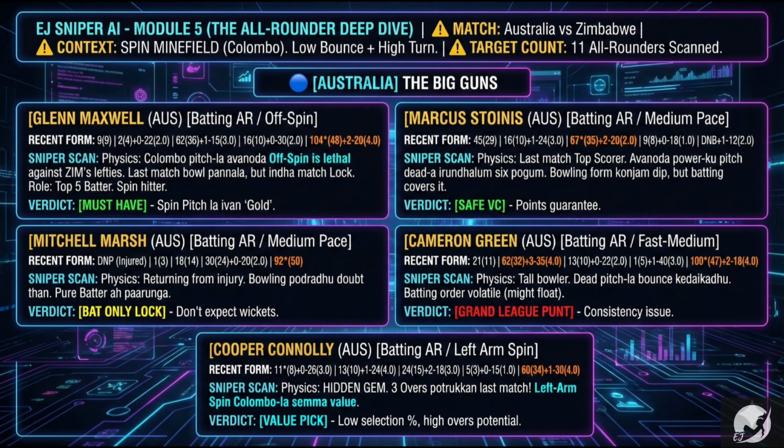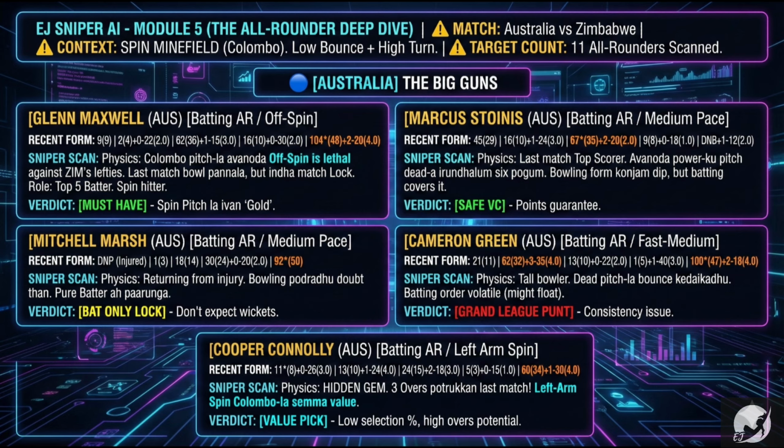Australia has 5 all-rounders, but you cannot pick them all. Let's filter the signal from the noise. Target number 1. Glenn Maxwell. The data verdict is, must have. Why? It's not just his batting. His off-spin is the key weapon against Zimbabwe's left-handers. On this gripping surface, he is pure gold.